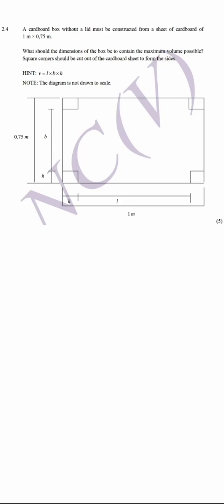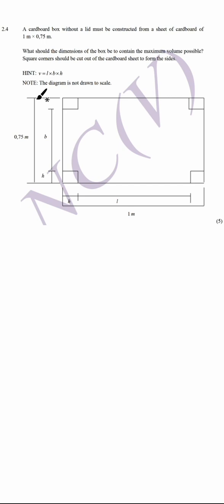So the question says, a cardboard box without a lid must be constructed from a sheet of cardboard of length 1 meter and width 0.75 meters. What would the dimensions of the box be to contain the maximum volume possible? Square corners should be cut out of the cardboard sheet to form the sides.